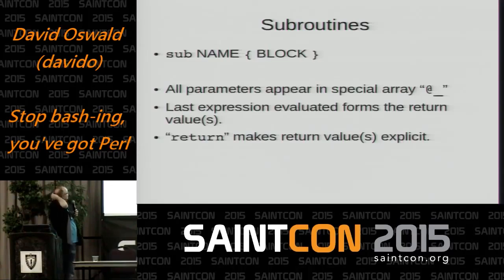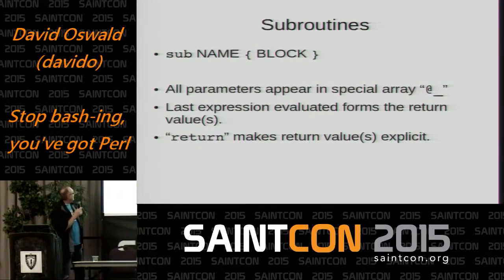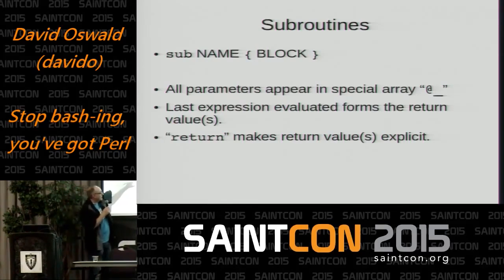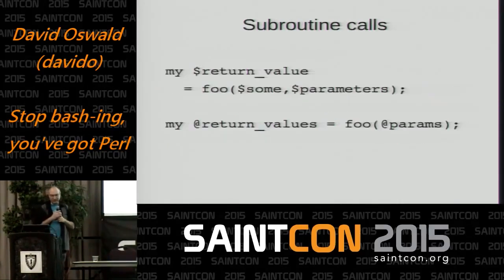The structure for creating a subroutine is you say the keyword sub, you give it a name, and then you have a block of things that are supposed to happen inside that sub. All of the parameters that were passed into our subroutine will appear in a special array, @_. The last expression evaluated in the block will be the return value, or you can use the return keyword to make that return value explicit. Here's an example of a subroutine call. My return value equals foo with whatever parameters you want to pass in, and you can pass in an array.